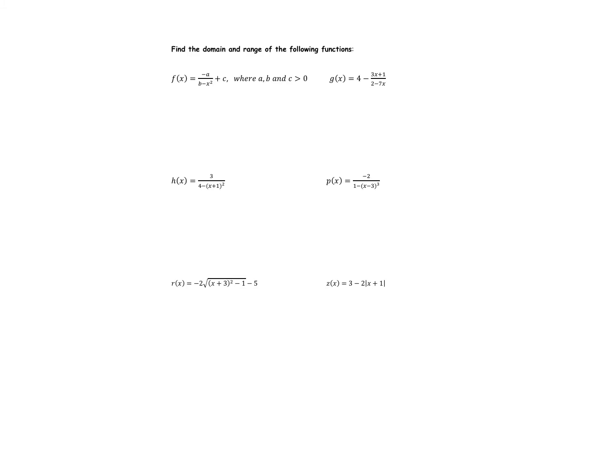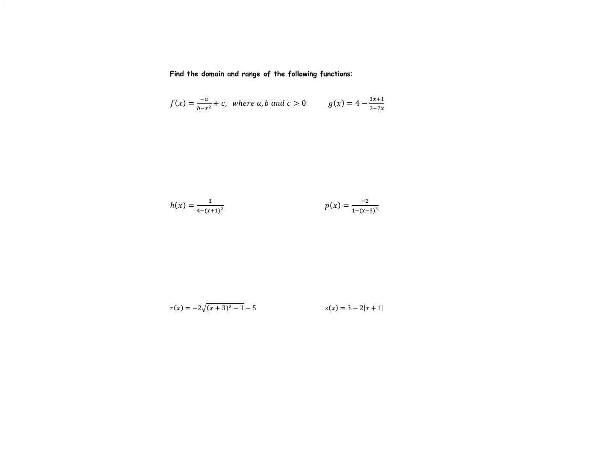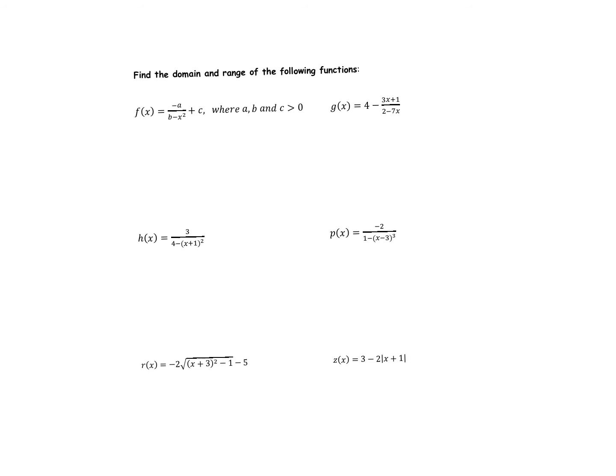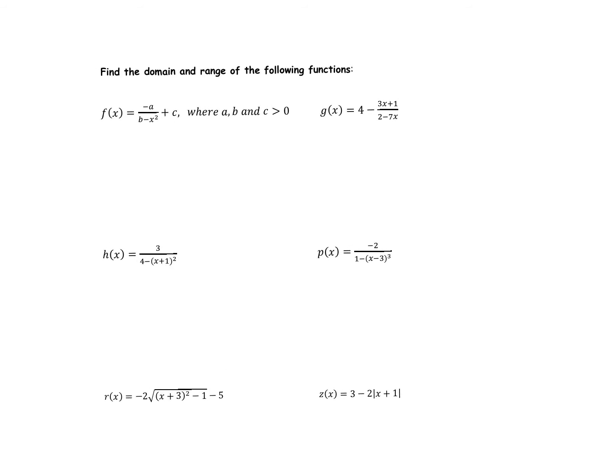All right, this is a video going over the still more domain and range worksheet, g of x. So domain is pretty straightforward here. We just can't have the denominator be 0. So 2 minus 7x cannot be 0, or 2 can't be 7x, or x cannot be 2 sevenths. So the domain here would be negative infinity to 2 sevenths union 2 sevenths to infinity.